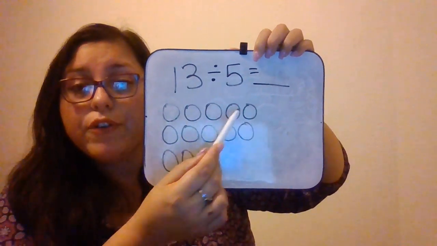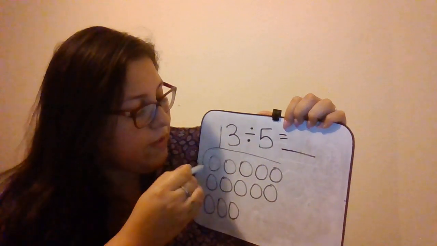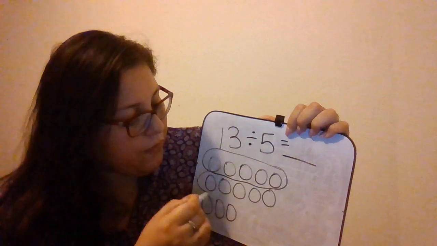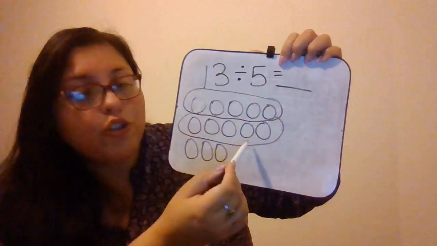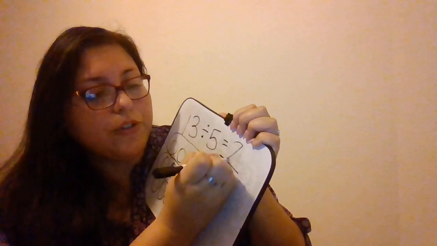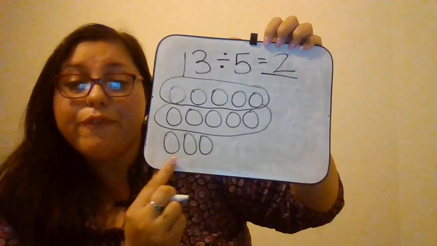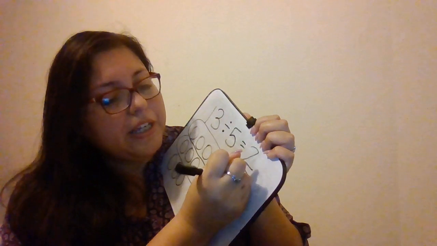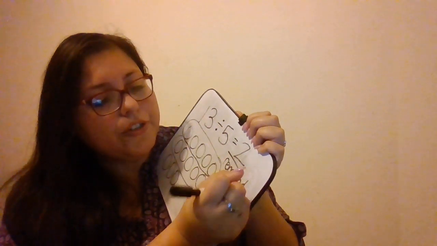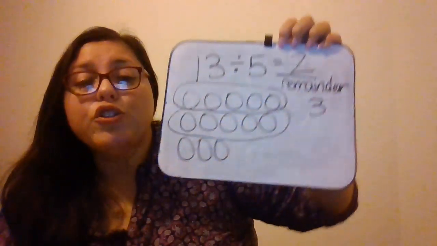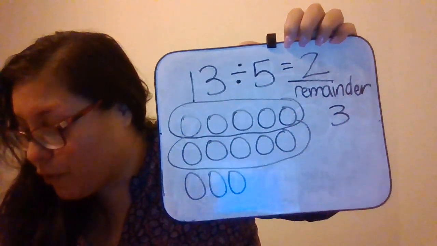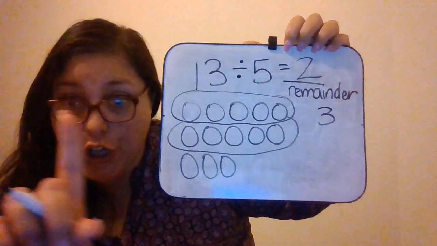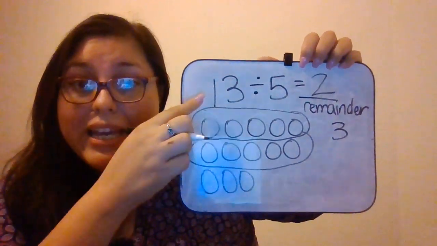1, 2, 3, 4, 5. So you circle 5. 1, 2, 3, 4, 5. Circle 5. So we have 2 groups. The answer is 2. And we have 3 left over. Remainder 3. So for this problem, for problem 26, you're going to have to first look at the big number.